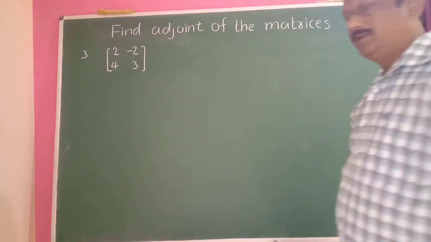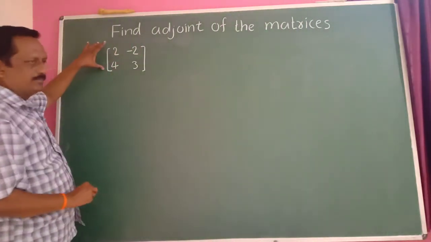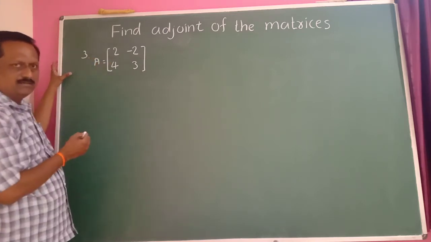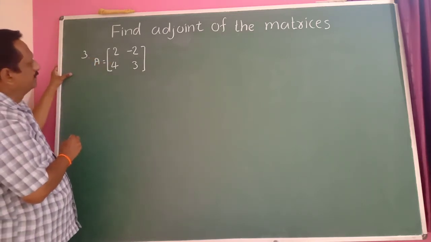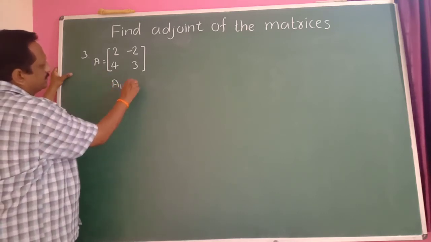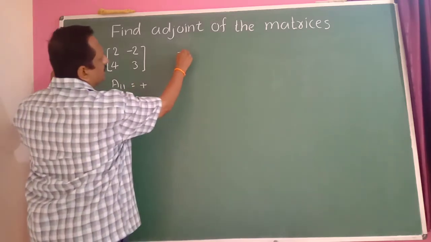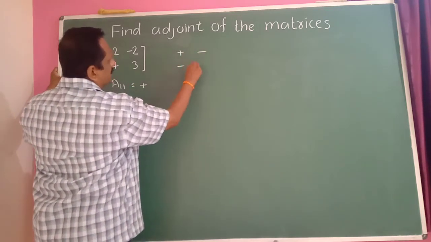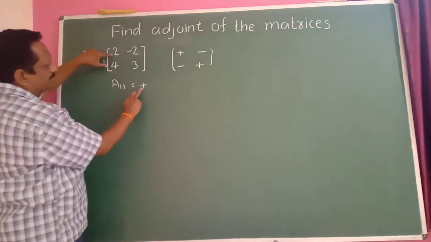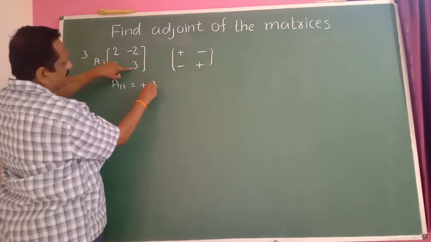Okay, third example here: 2, minus 2, 4, 3 is the given matrix. Take the matrix as A. Find the adjoint of the matrix. First you find its cofactors. Therefore, A11 is equal to, 1 plus 1 is an even number, so take plus. Otherwise you can remember this one also: plus, minus, minus, plus. Take care for this element, take plus. Deleting the first row and first column, remaining is 3.